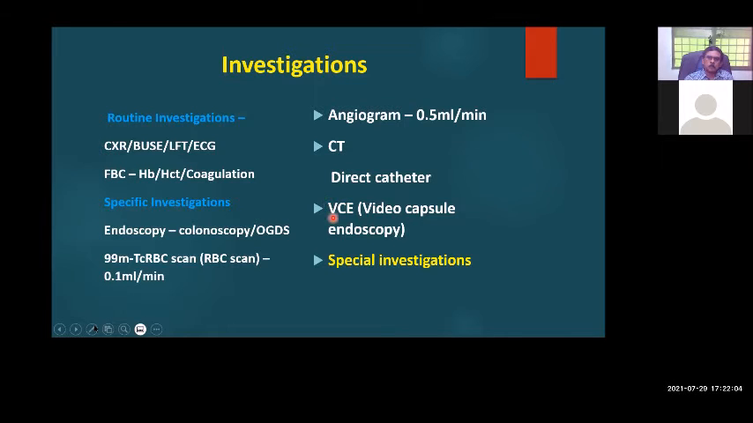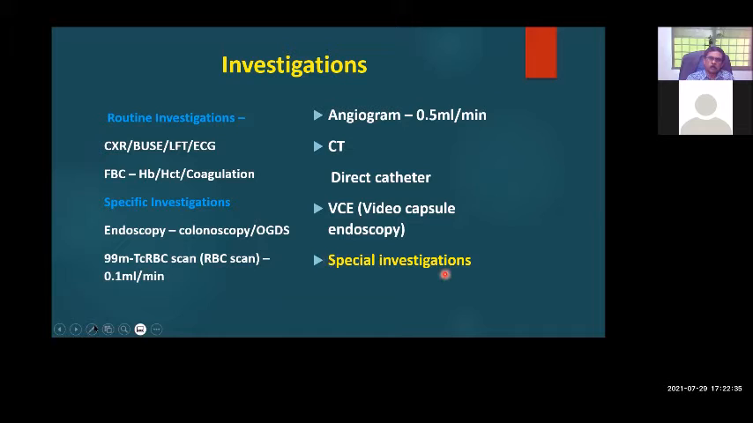Another new investigation is VCE, video capsule endoscopy, okay, which involves the ingestion of a video capsule containing video and other recording mechanisms, so that it can take videos and pictures of the gastrointestinal tract as it travels from the mouth to its exit at the anus.